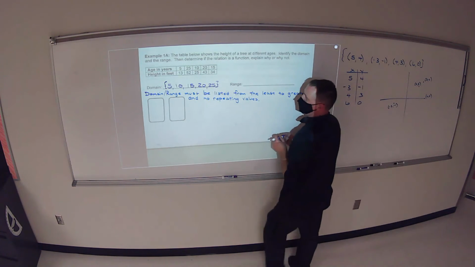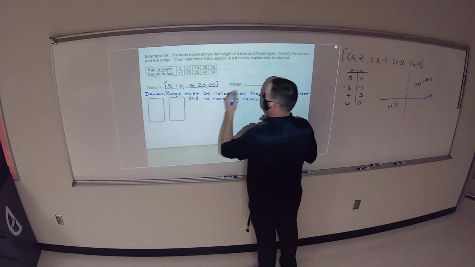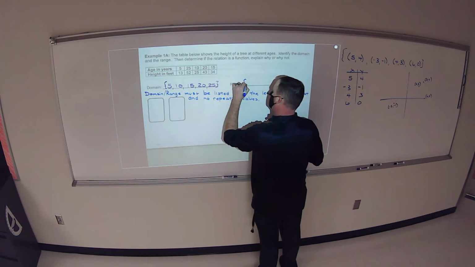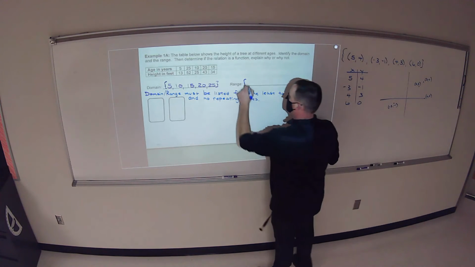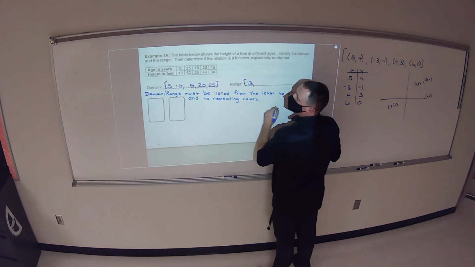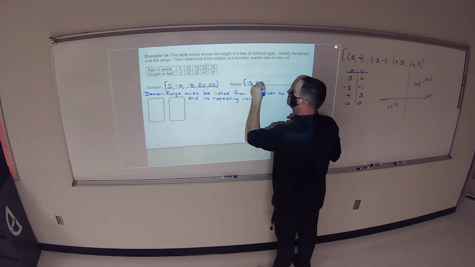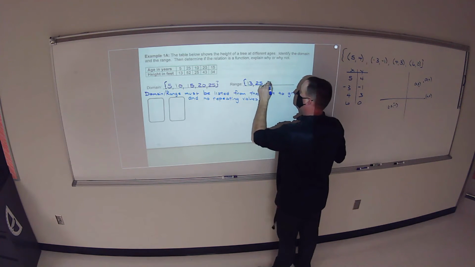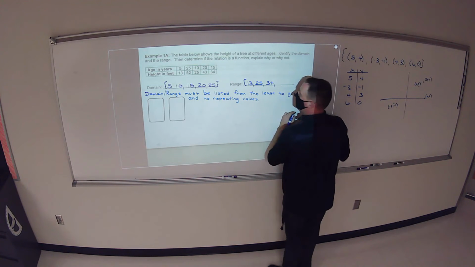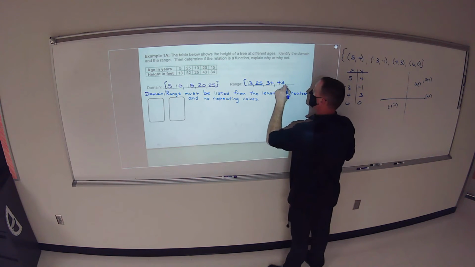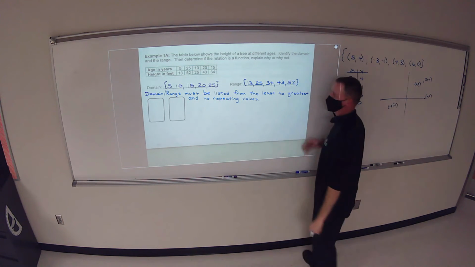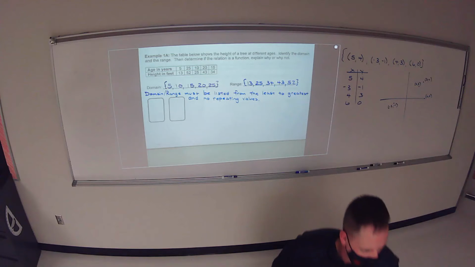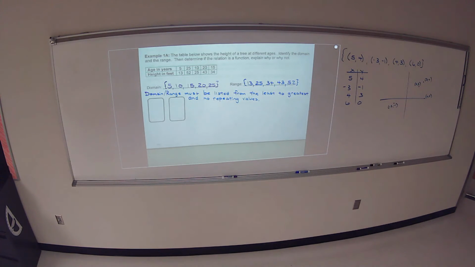So if my age in years was my domain, my height in feet must be my range. What's the smallest height of that tree? 13, followed by what? Followed by 25, then 34, followed by 43, followed by 52. Okay, and again, it just so happens that this range did not have any repeating values. So I listed them all, but they must be listed in order from least to greatest.